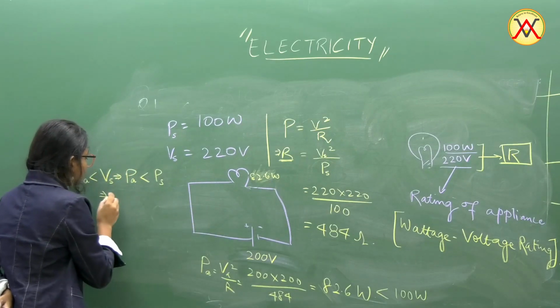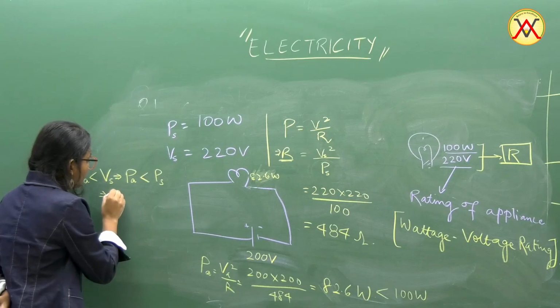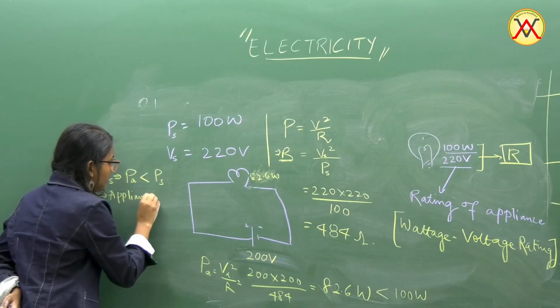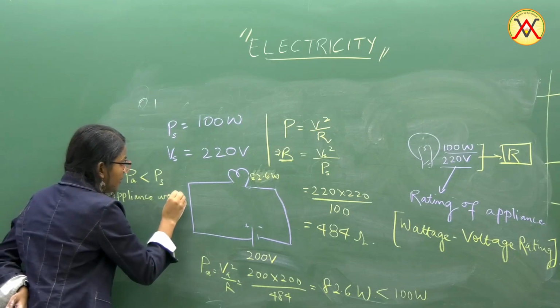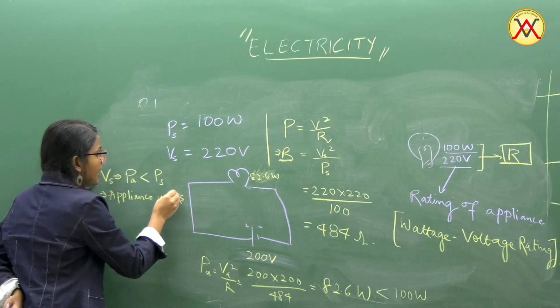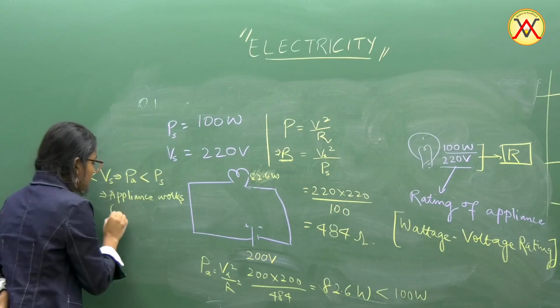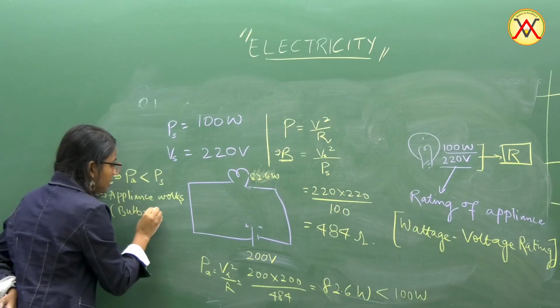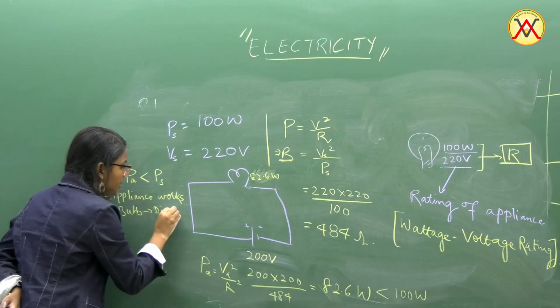So here the appliance works with less power. If it is a bulb, then it gets dimmer.